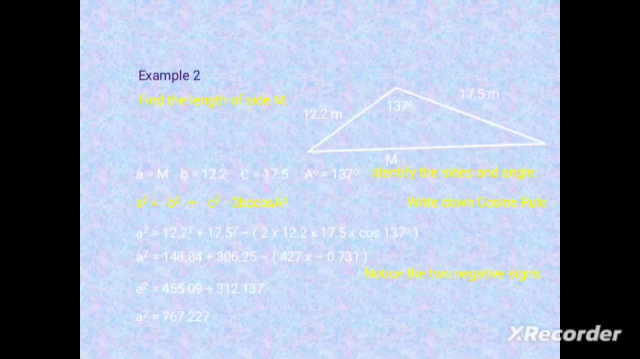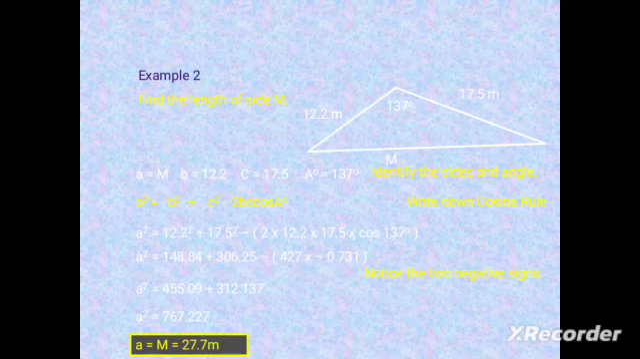My calculator gives me a squared equal to 767.227. And so to find the value of a, we take the square root of both sides. And so a, which is equated to M from the triangle, is 27.7 meters, and that gives us the solution for the side of that triangle.